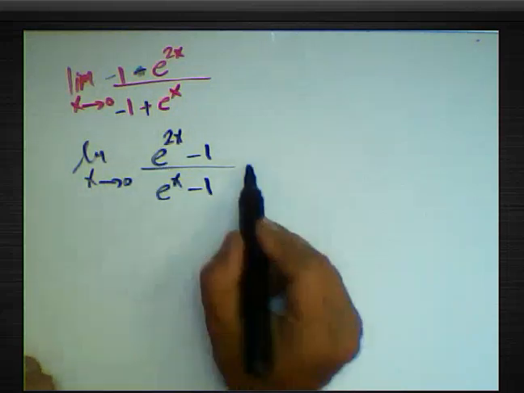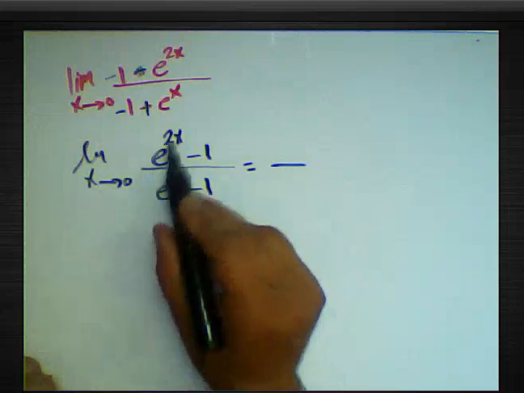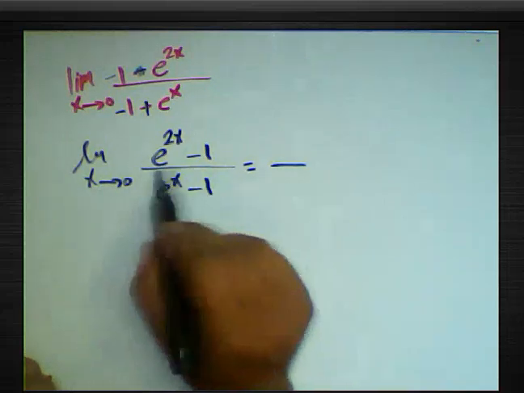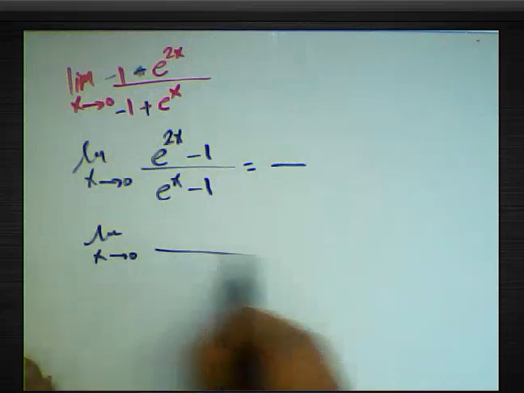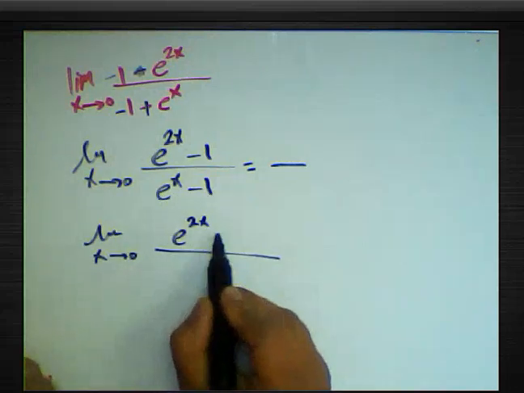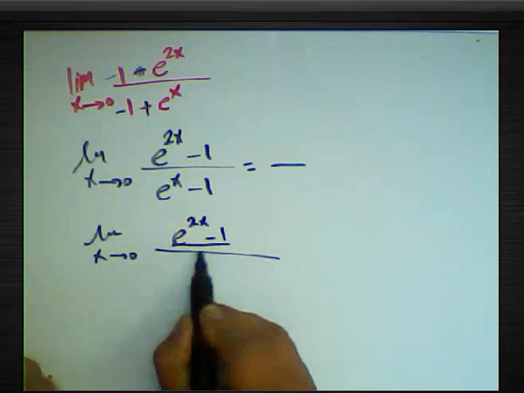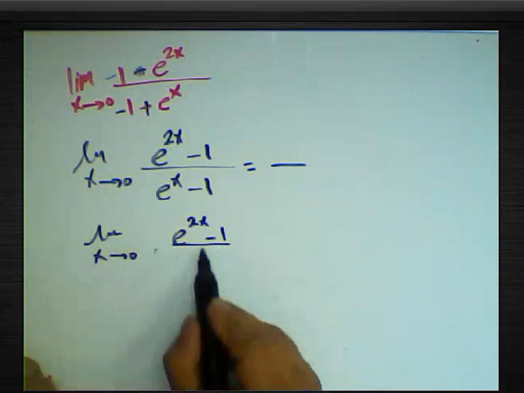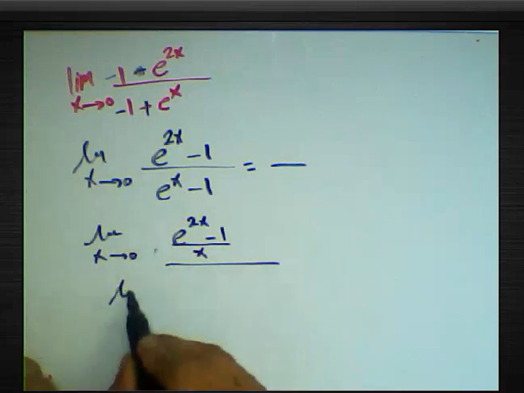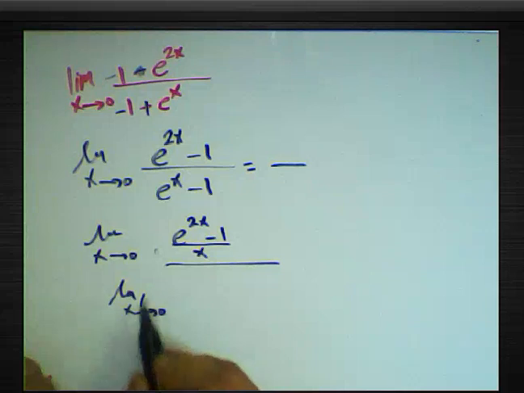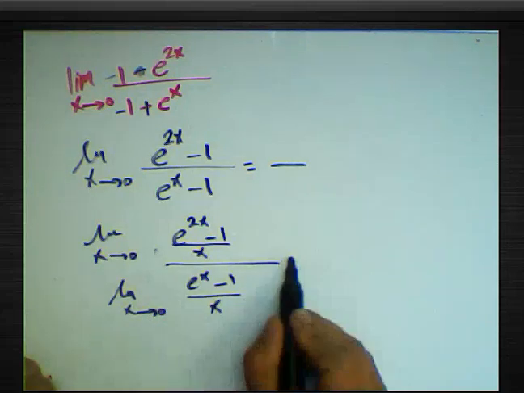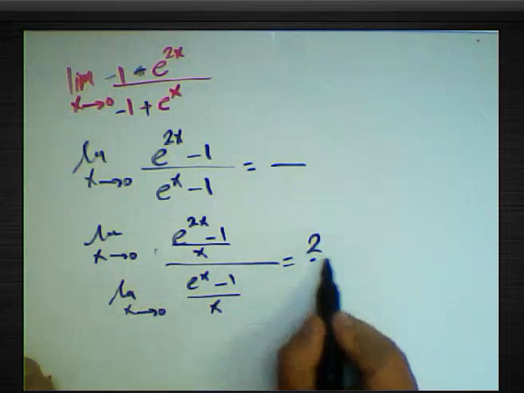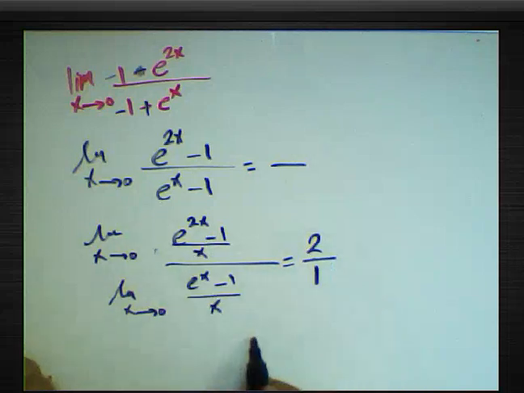The result for the numerator: if we divide by x, then the limit as x approaches 0 of (e^(2x) minus 1) over x, and we divide the denominator by x as well, the limit as x approaches 0 of (e^x minus 1) over x. The result will be 2 for the numerator and 1 for the denominator, so the result will be equal to 2.